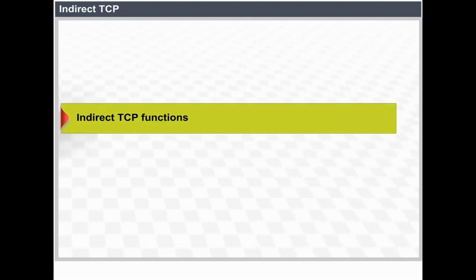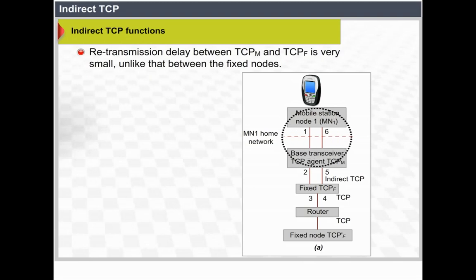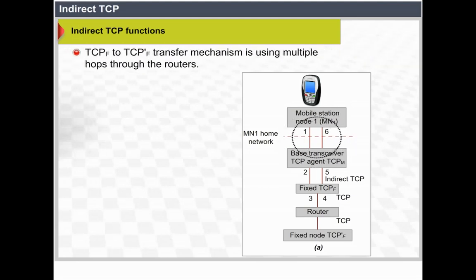Indirect TCP functions. TCP-M sends and receives the packets to and from the TCP-F layer at the fixed node. The transfer mechanism is simple as there is only one hop. Retransmission delay between TCP-M and TCP-F is very small, unlike that between the fixed nodes. The TCP-F layer at the fixed node sends and receives the packets to and from another fixed node TCP-F. The TCP-F to TCP-F transfer mechanism uses multiple hops through the routers.